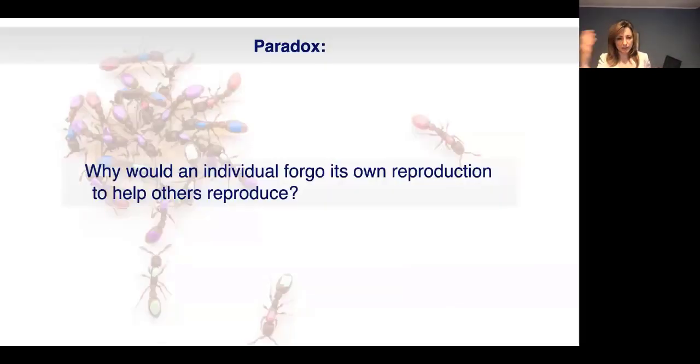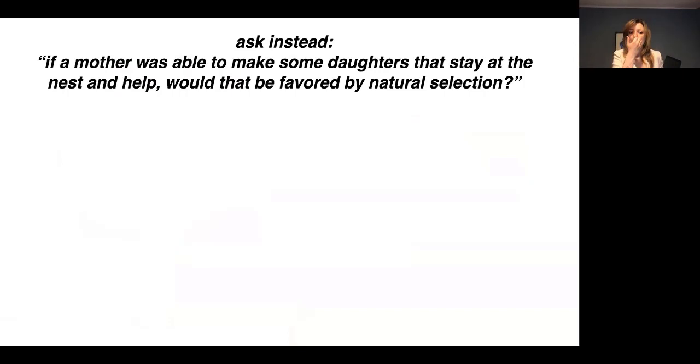This question has been considered for a long time, and there are various explanations. I won't go into all of them, but I will just tell you how we thought about it. We thought about it in a way that removed the paradox. Instead of wondering why a daughter isn't going away to start her own colony, but is instead staying as a worker to help her mom, we asked: what if a mother was able to make some daughters that stay at the nest, possibly deficient in some way so that they couldn't even fly away? Maybe they didn't have good wings, or some sort of mutation made some of the daughters stay at the nest and help. Would that be favored by natural selection?